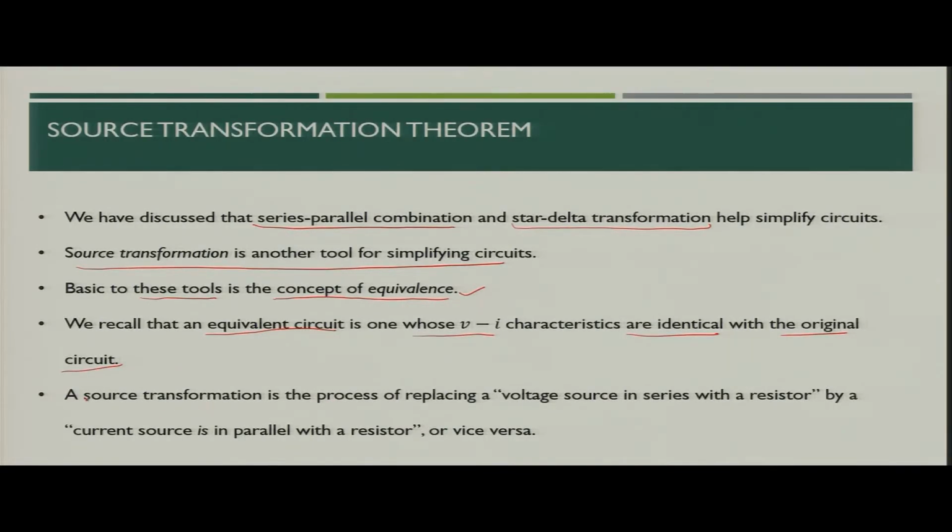Now, what is source transformation? Source transformation is the process of replacing a voltage source which has one resistor in series by a current source which has one resistor in parallel, or vice versa. That means a voltage source in series with a resistor can be replaced by a current source in parallel with the resistor, or a current source in parallel with the resistor can be replaced by a voltage source in series with the resistor. So, how will we do it?